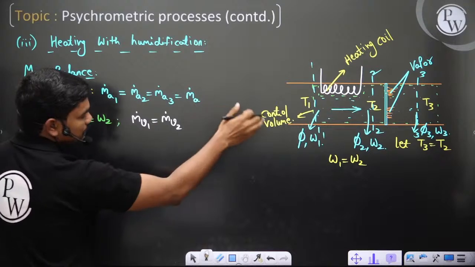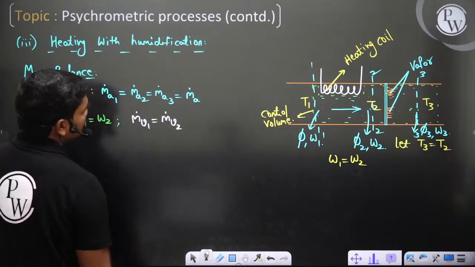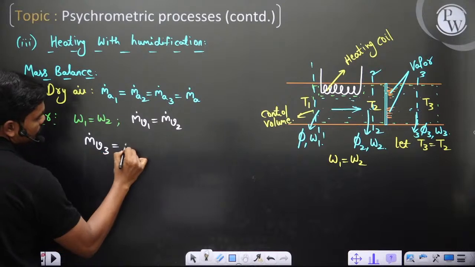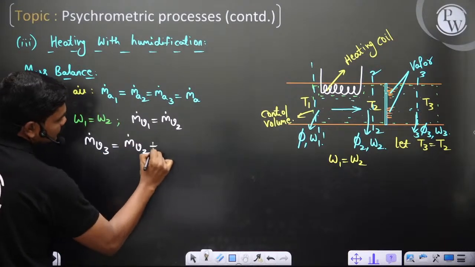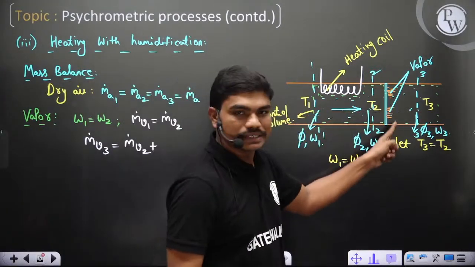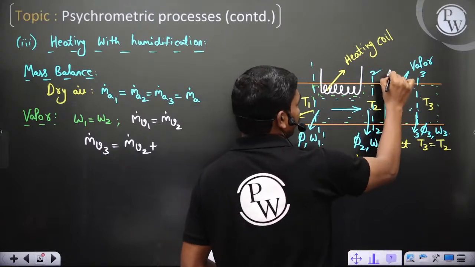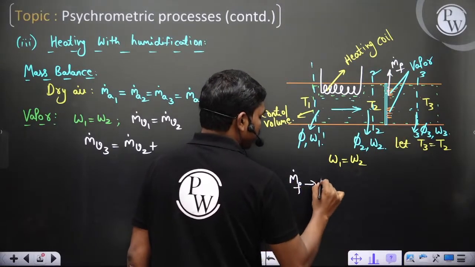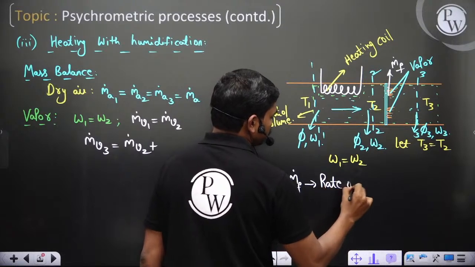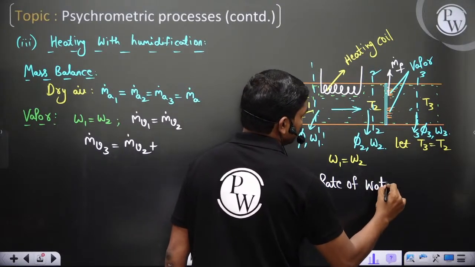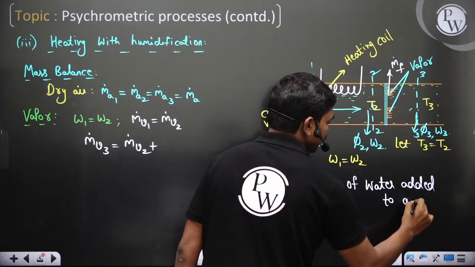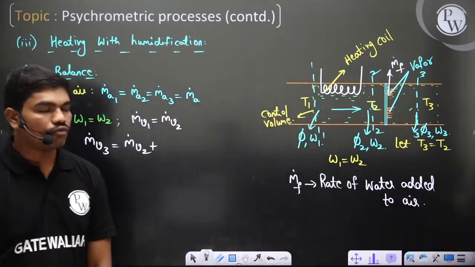So water vapor is the same at this location and at the second state. Now at the third state, see what happens. M dot V3 is equal to M dot V2 plus whatever is the rate of water sprinkling. Let's say this is M dot F. M dot F is the rate of water added to air.